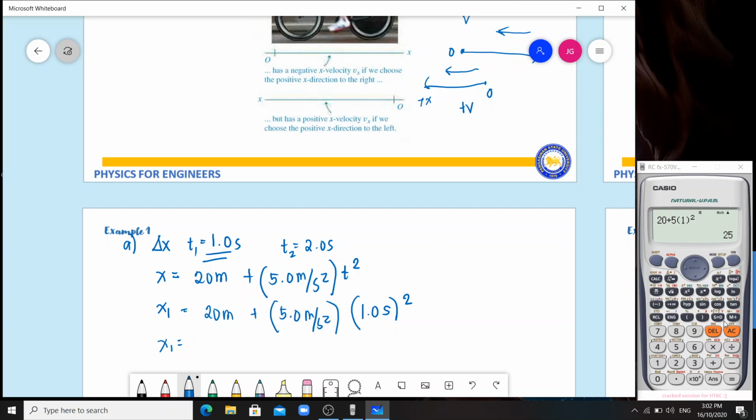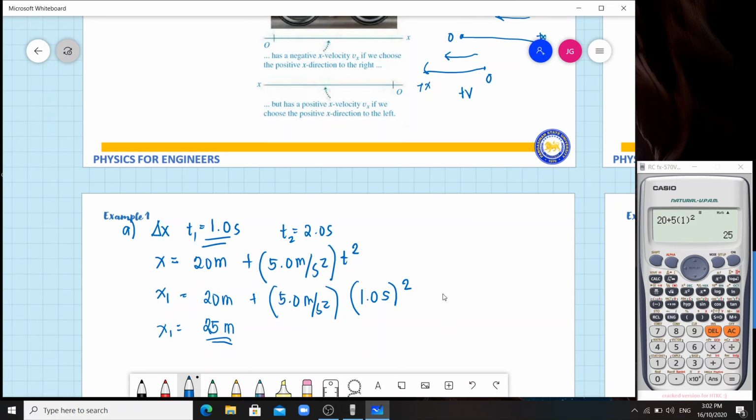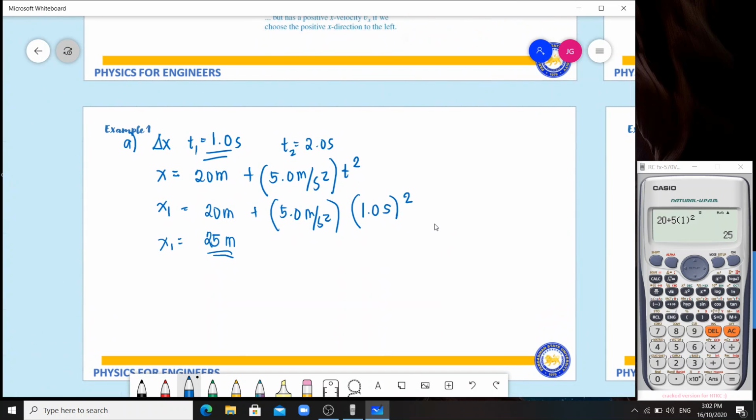When we are adding, we will look at the fewest decimal places. This has the fewest decimal places because it contains no decimal places. So dapat ang sagot natin is wala tayong decimal places. So 25 meters. Alright. So 25 meters ang x1 natin.